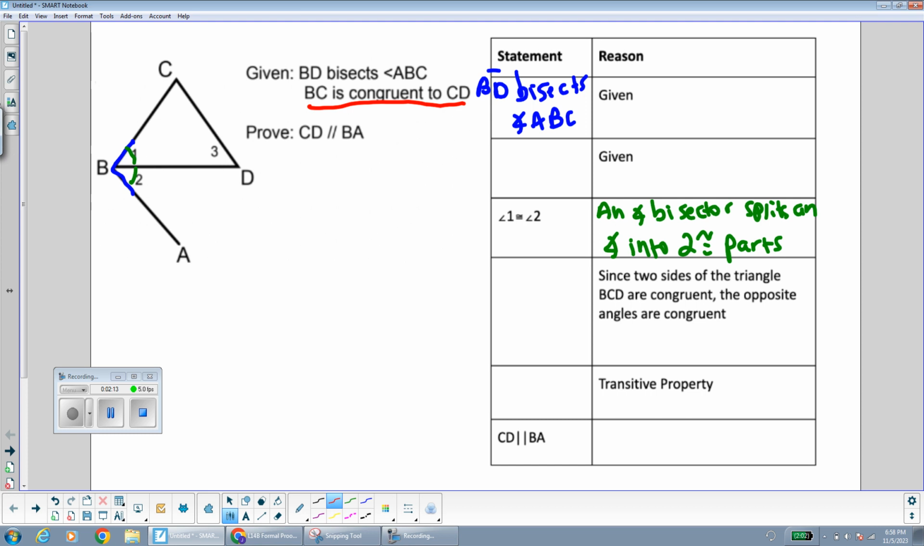Moving on to our second piece of given information, BC is congruent to CD. I'm going to go ahead and mark that in my diagram so I can see it clearly. And I'm going to put that here as my second given. BC is congruent to CD. Now let's think about what conclusion we can draw from that.